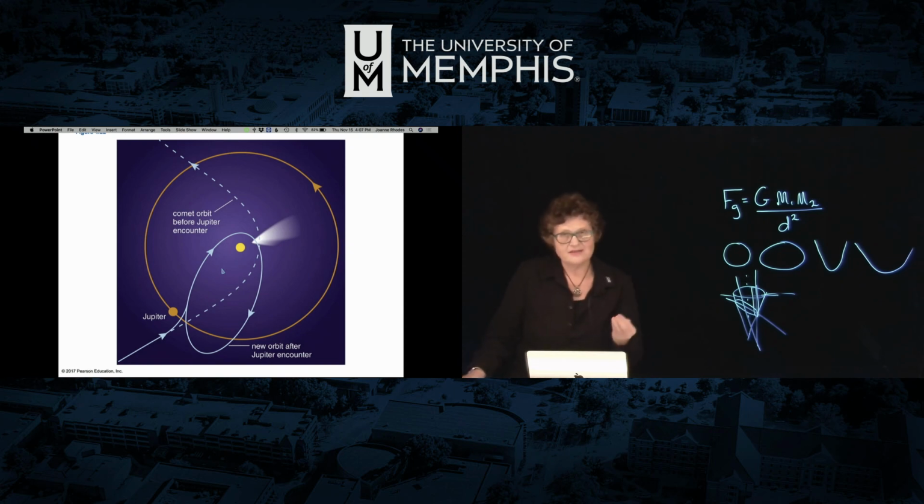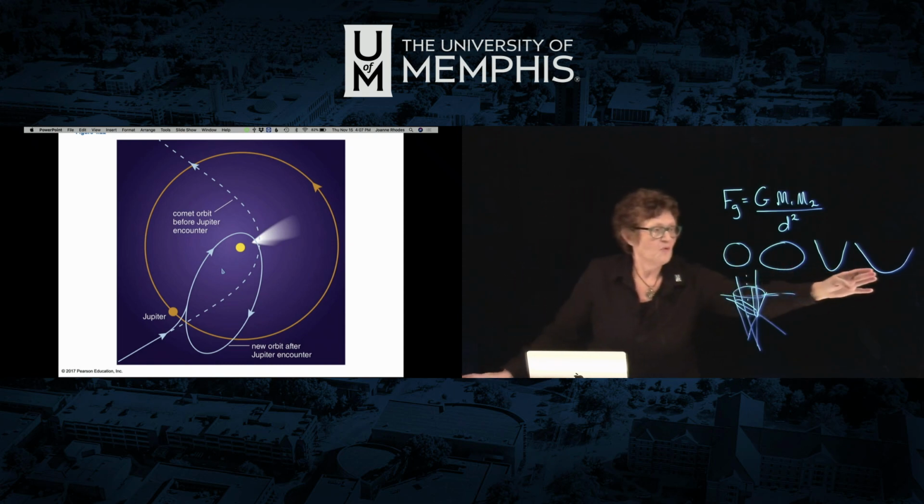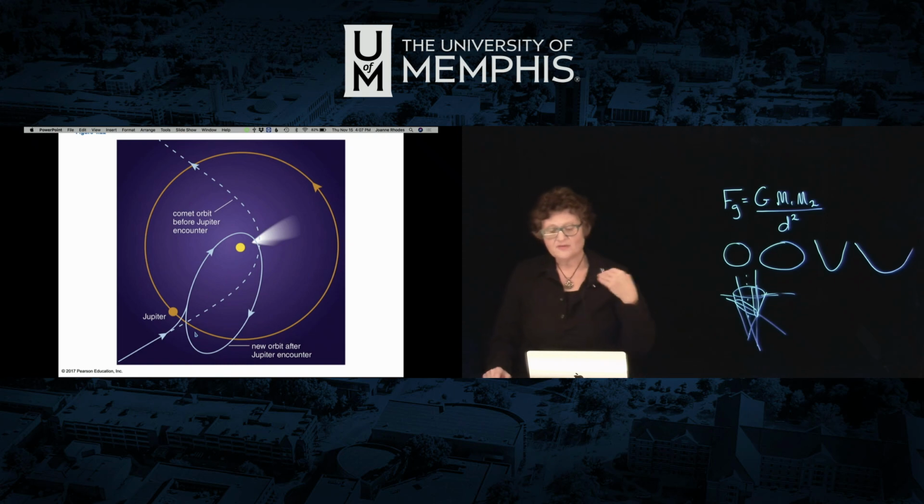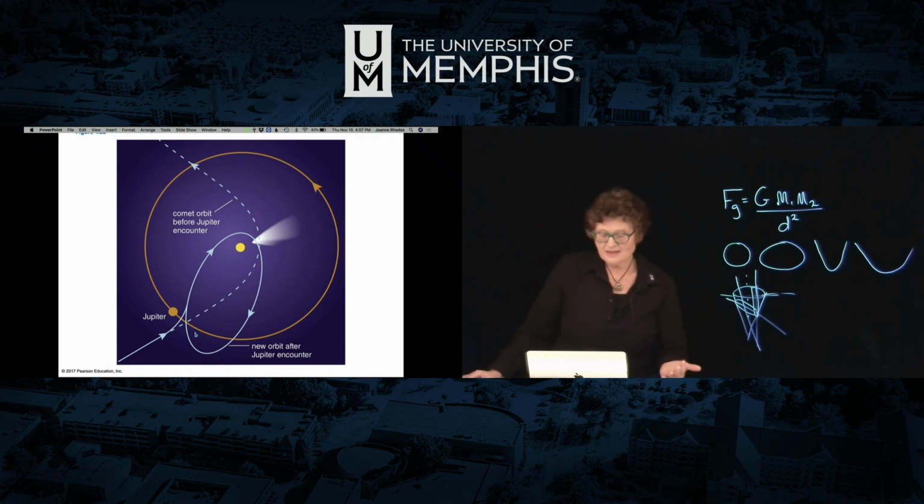So it lost energy. If it goes from an open orbit to a closed orbit, it's got less. Where did it go? It had to go to Jupiter. We don't just have energy disappear. And so Jupiter is going to have a little bit more energy as the comet has less. That's it.